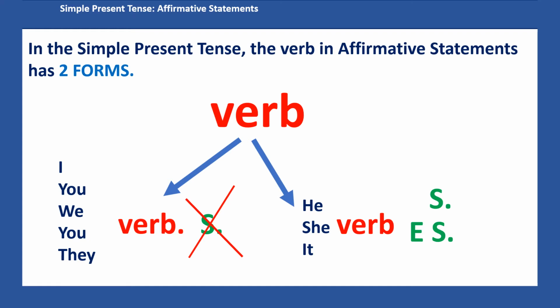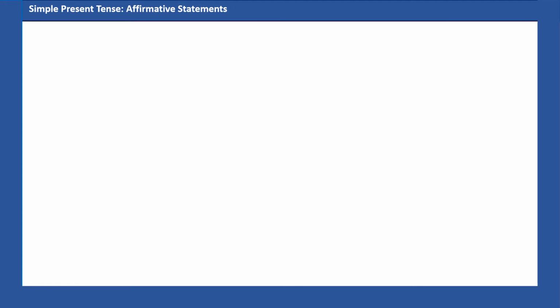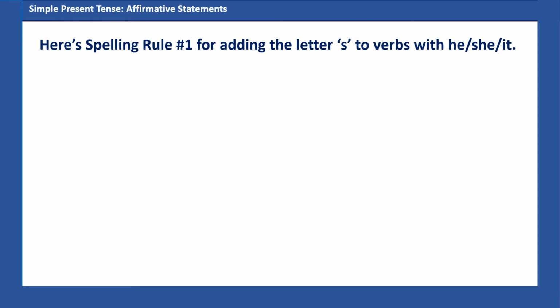But first, remember, when you add S at the end of a verb, it isn't plural like in nouns, because you have seen S's before and you have seen ES's before too. It's when you learned how to make the plural of nouns. With a verb, it does not show plural. It shows the subject is he, she, or it. There are spelling rules for how you add S with the subjects he, she, and it. Let's look at spelling rule number one for adding S to verbs with he, she, it.